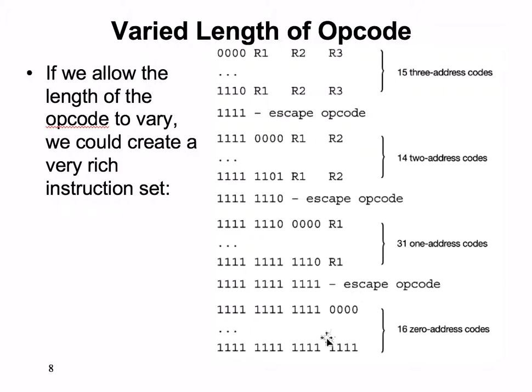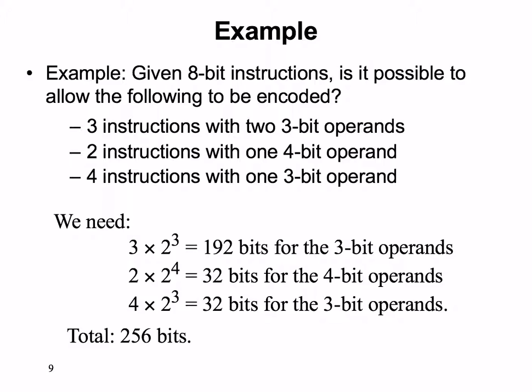So in this way, we don't have the address of the register. Here is an example to see how the expanding code can be used to represent different instructions.